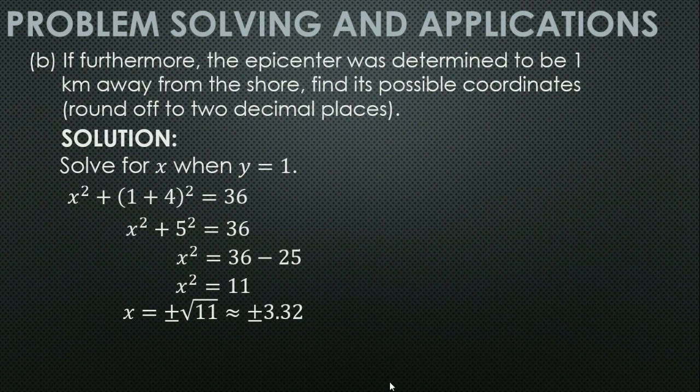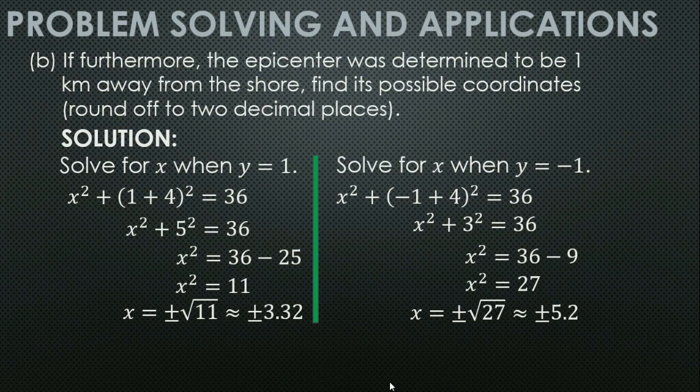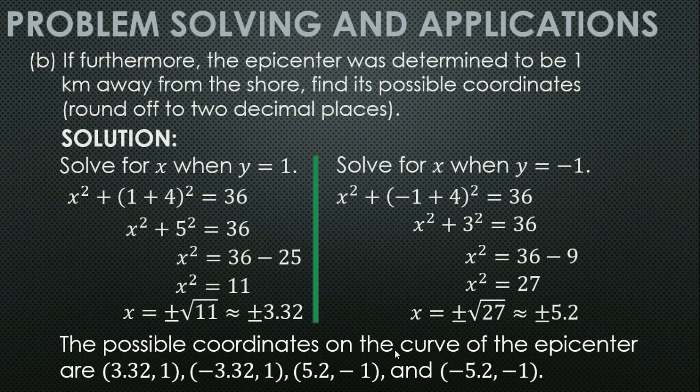But it was not mentioned that it is unidirectional, and it was not said that its position is fixed. Since we are dealing with a circle, it is not only positive. We will also consider the negative value. So solve for x when y is equal to negative 1. Substituting negative 1 in our standard equation, we have x squared plus (negative 1 plus 4) squared is equal to 36. 4 minus 1 is 3. Then 3 squared is equal to 9. We transpose positive 9 to the right side, it will be negative 9. We have x squared is equal to 36 minus 9, which is 27. Extracting square roots, it will give us positive and negative square root of 27, which is equivalent to positive and negative 5.2. Therefore, the possible coordinates of the epicenter on the curve are (3.32, 1), (-3.32, 1), (5.2, -1), and (-5.2, -1). Okay?